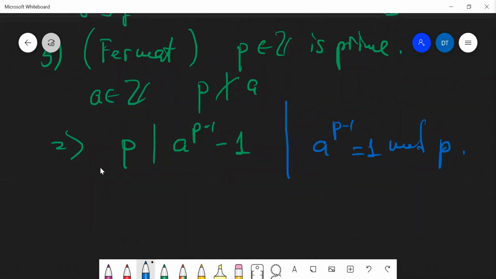So now how to prove this? Using the Lagrange theorem, we need to consider the group Z_p star with multiplication, which is the set of all remainders modulo p that are coprime with p. So we exclude the 0 element, so these are non-zero remainders modulo p, and the operation is multiplication. So this is a group.